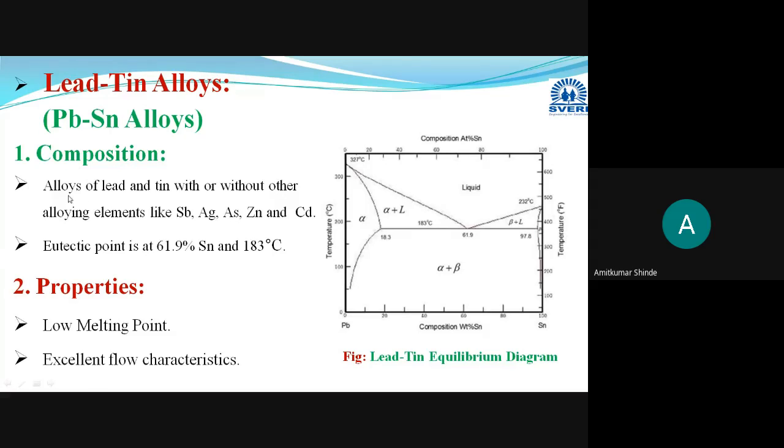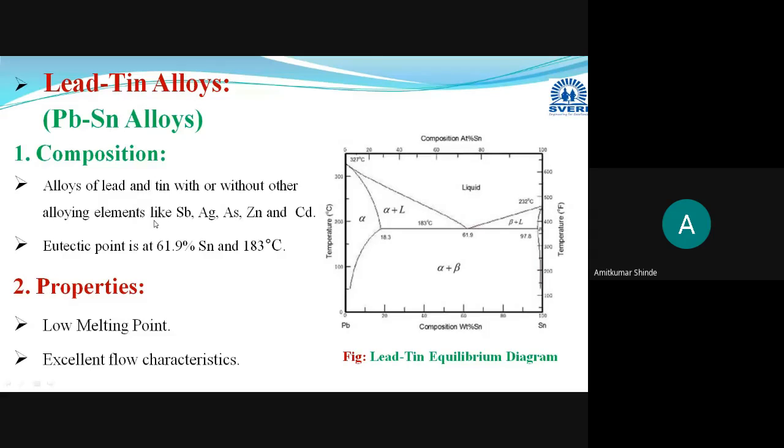Now, in general, this is the composition I have mentioned here: lead and tin alloys. Lead will act as the base metal or parent metal. Then the alloying element will be tin, and a small amount of other alloying elements may be there, like Sb, which is antimony, then silver, arsenic, zinc, and cadmium. These four or five alloying elements may be present or may not be there. In general, these are the alloys of lead and tin, with or without addition of these alloying elements like antimony, silver, arsenic, zinc, and cadmium.